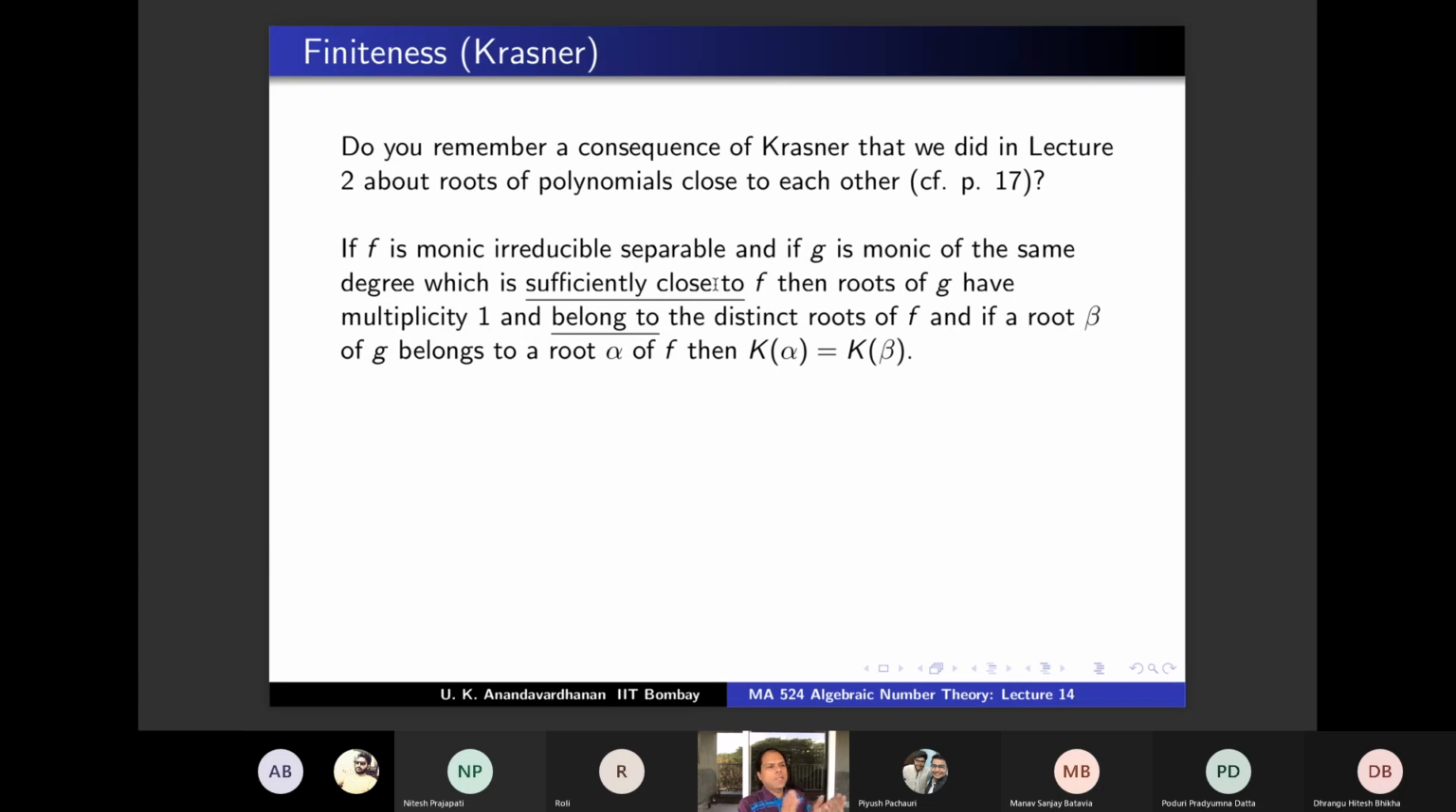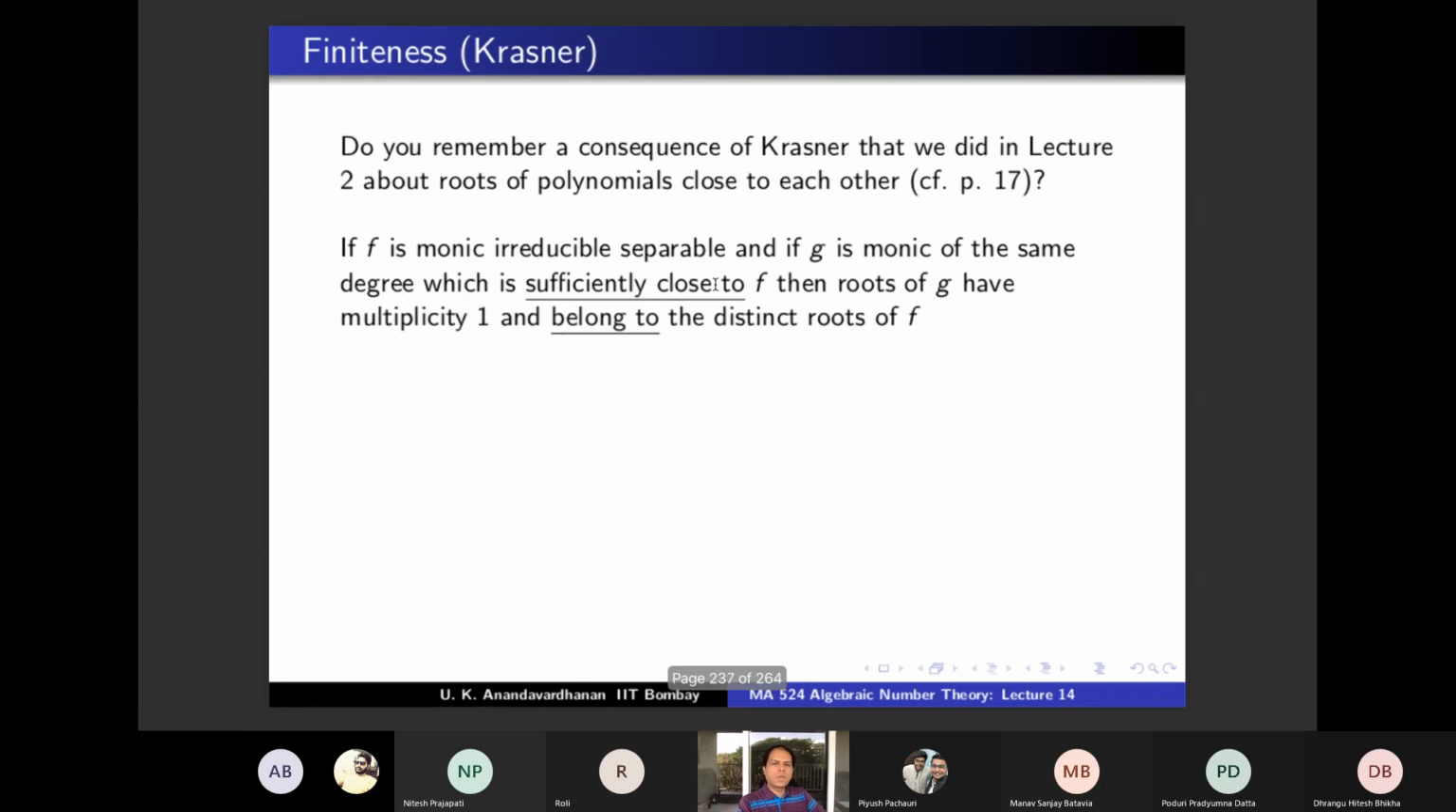So the point is, if F is irreducible monic separable, we are going to apply it for an Eisenstein polynomial. So it is monic irreducible separable because we are in characteristic 0. Irreducibility implies separability. And if G is any other monic polynomial which is sufficiently close to F, then if you take a root beta of G, the corresponding totally ramified extension is K(beta). But this lemma is telling you K(beta) equals K(alpha). It's the same field. You're not getting another field where alpha is a root of the starting polynomial F.